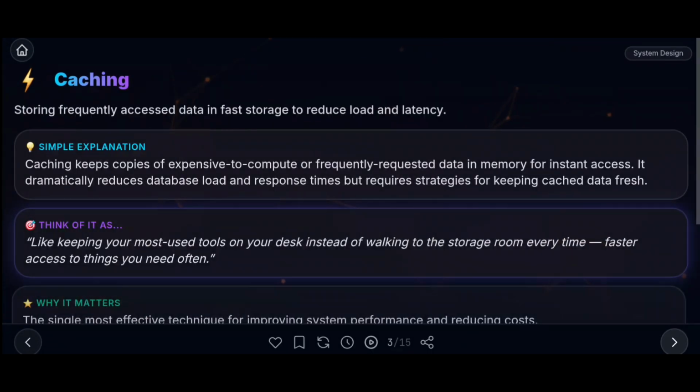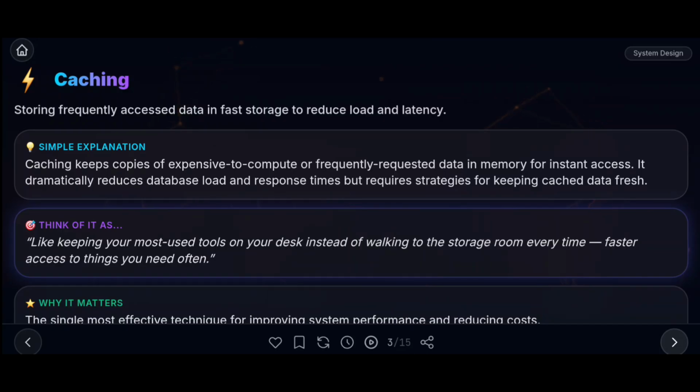The next concept is caching. Caching is also a very important term in system design. Let's see what caching is. Storing frequently accessed data in fast storage to reduce load and latency. Caching keeps copies of expensive to compute or frequently requested data in memory for instant access. It dramatically reduces database load and response times but requires strategies for keeping cached data fresh.